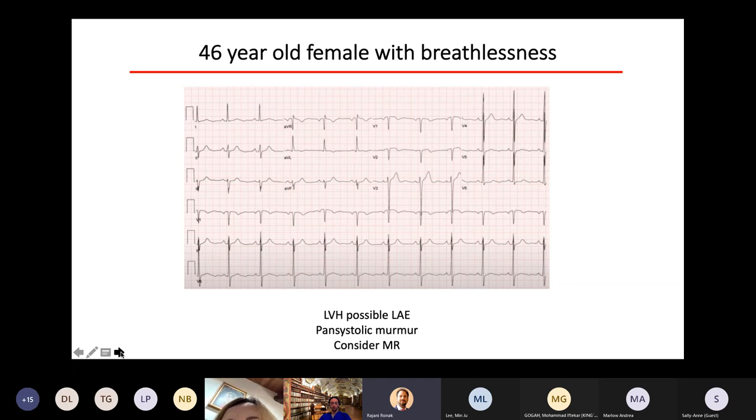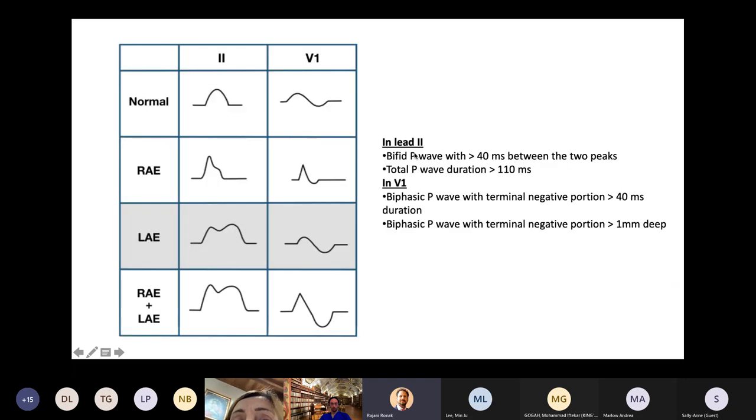Now the reason why I say chronic mitral valve regurgitation is that for left atrial enlargement, it's going to take a while for the volume overload in the left atrium to exert a left atrial dilatatory effect. So we often see left atrial dilatation in chronic mitral valve regurgitation, and that's why we're seeing the P mitrale.